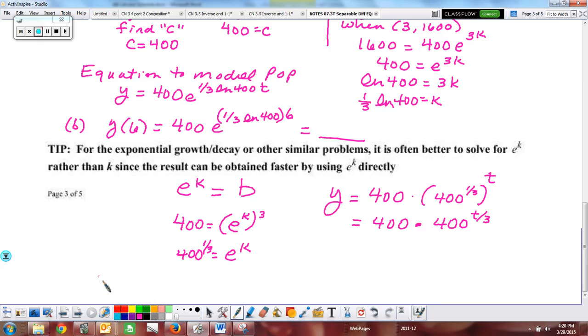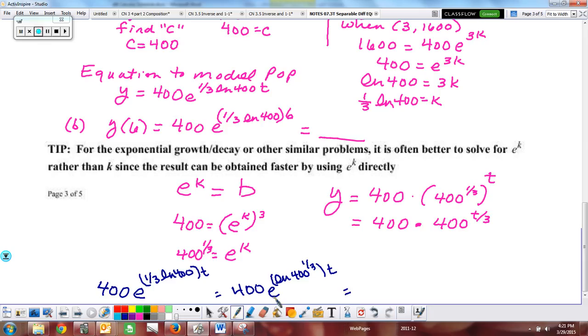Now, just to prove to you, using your pre-calc from last year, that they are the same models, if I have 400 e to the 1/3 natural log of 4, to the t, that's the same as, remember your log property that says if you multiply by a number you can write that as a power. So that's the same as 400 e to the natural log of 4 to the 1/3. Of course, that's all to the t.